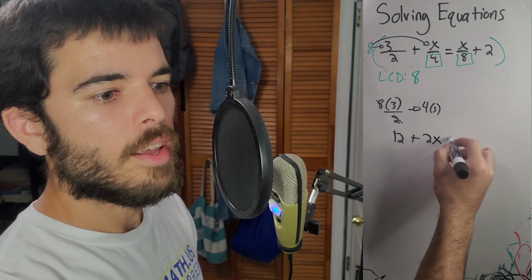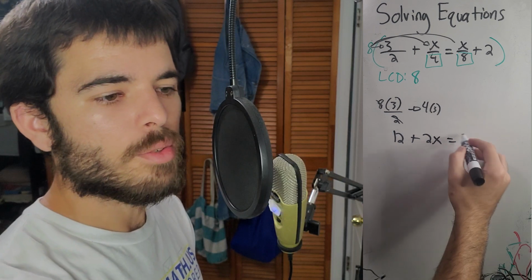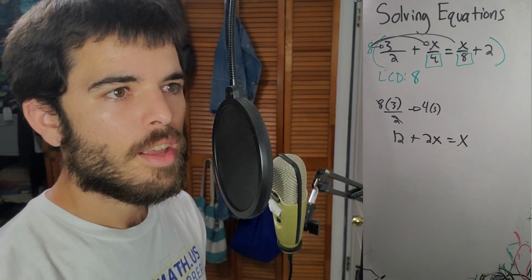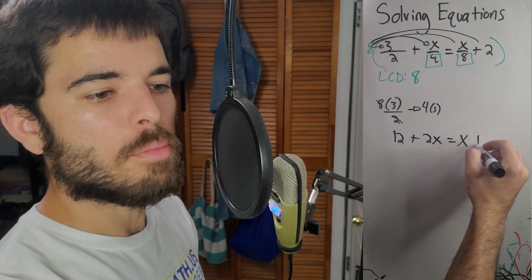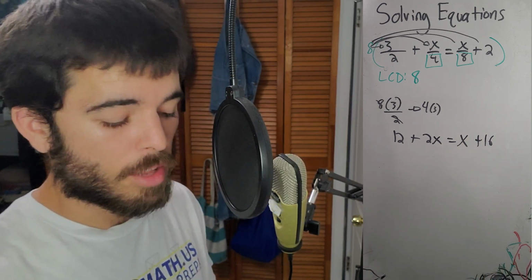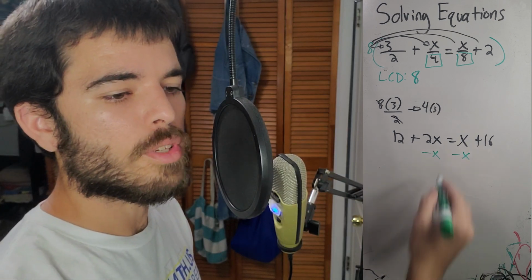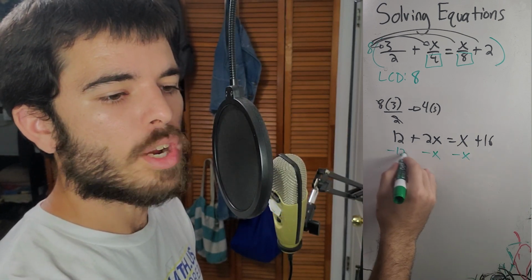So 2x. Then we have 8 times x over 8. In that case, the 8's cancel. We just get x. Our last step is 8 times the plus 2. So that's plus 16. Now we're looking a lot better, in my opinion. I feel like without the fractions, this becomes a lot easier. I know I have to combine like terms. I'm going to subtract x to both sides. And then after that, I'm going to subtract 12 to both sides.